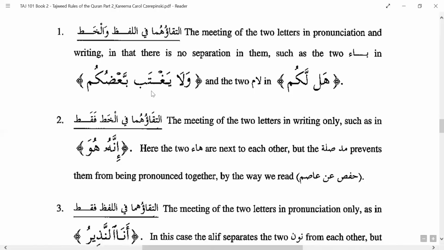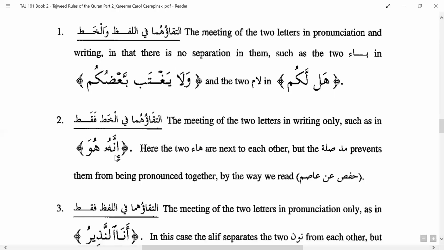Like over here, yaghtab ba'dukum. The two ba are both the same letters, or hallakum, same letters, same pronunciation. The second is where they meet in writing, but the pronunciation is separate. Like over here, there are two ha, this is also ha, this is also ha, but while you're reciting, they don't combine because the mud sila prevents them from being read together.